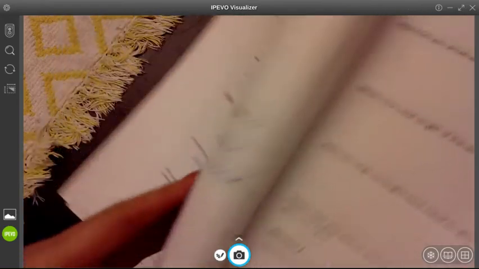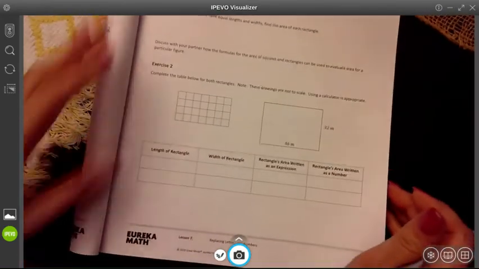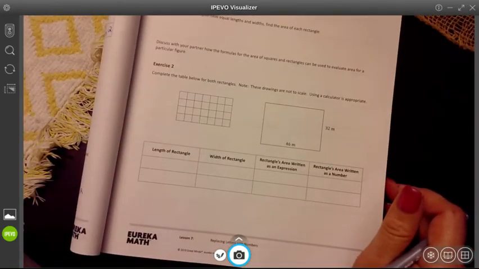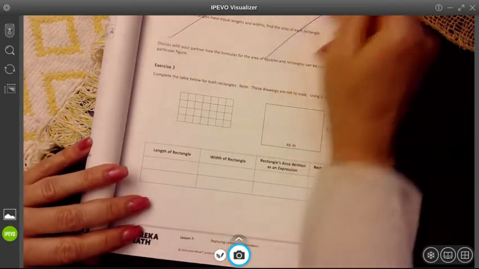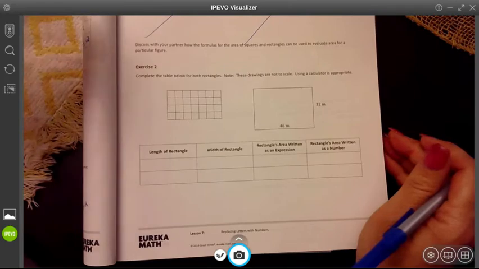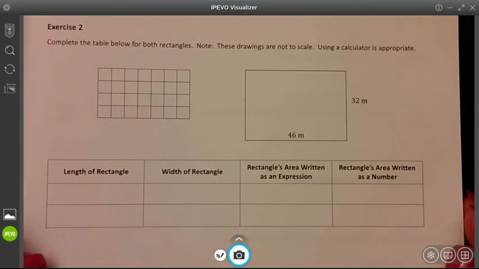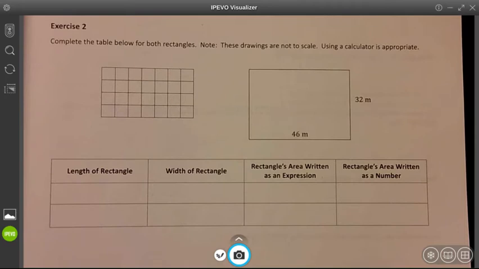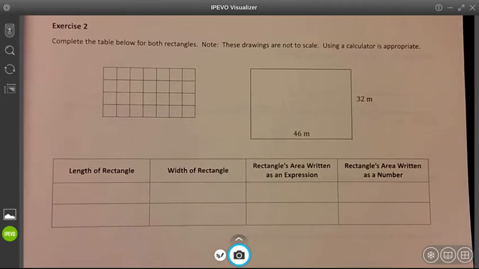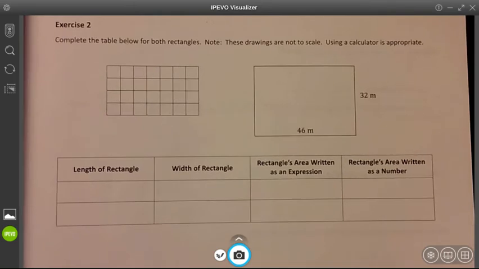Okay, on to page 73. And don't worry, we just did all of this talking out loud. So let's just look at this chart down here on the bottom. Let me zoom in. It says complete the table for both rectangles. Note these drawings are not to scale. Using a calculator is appropriate.